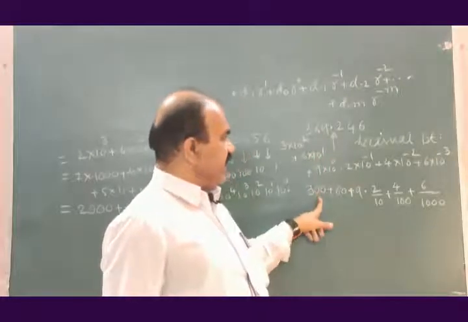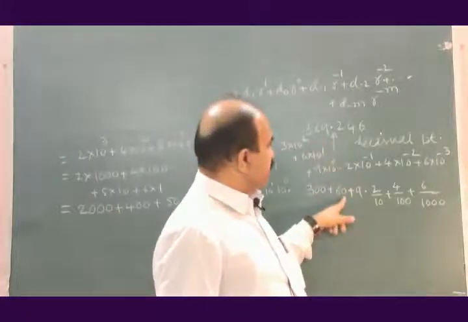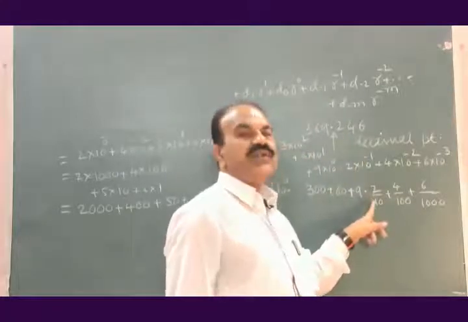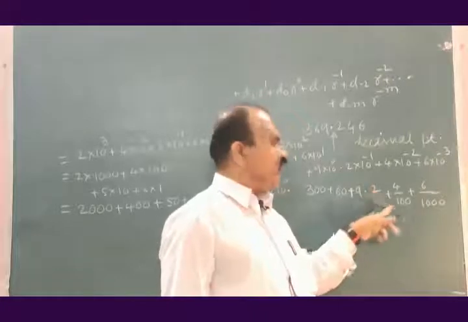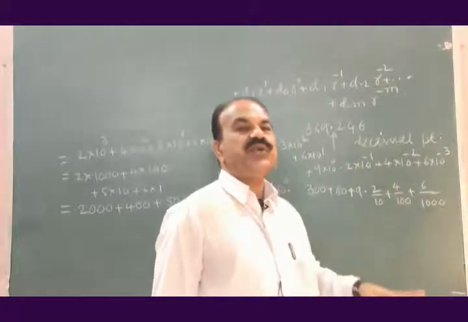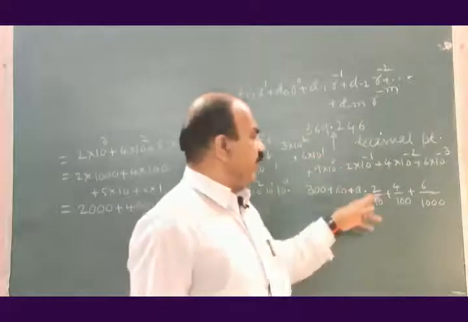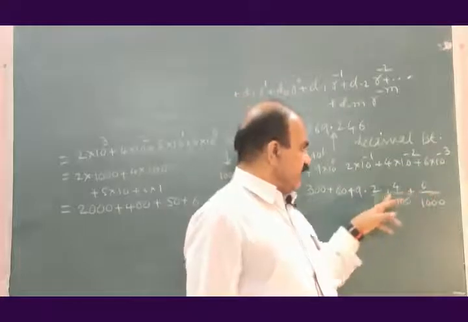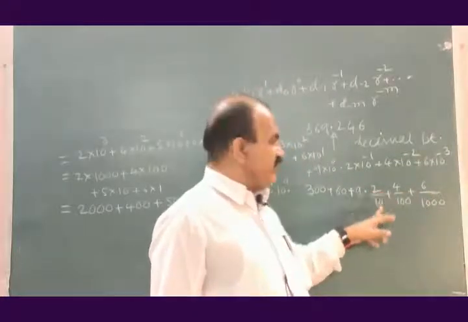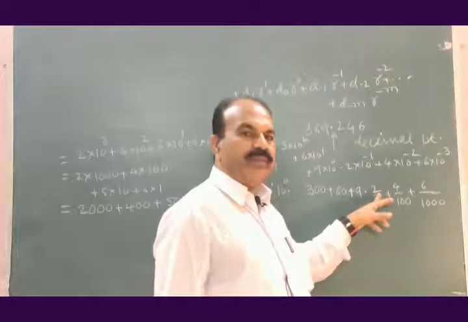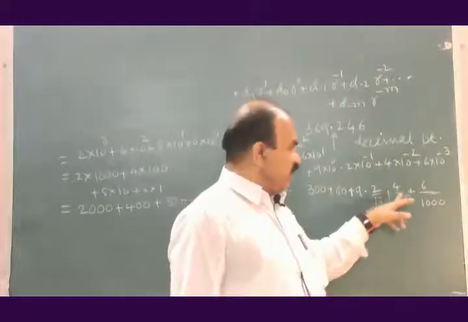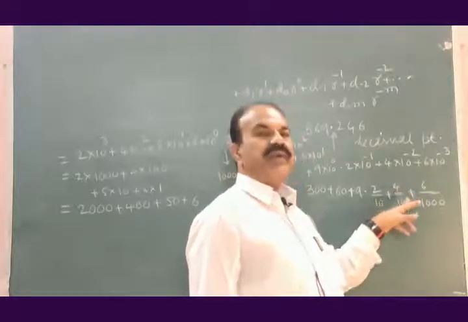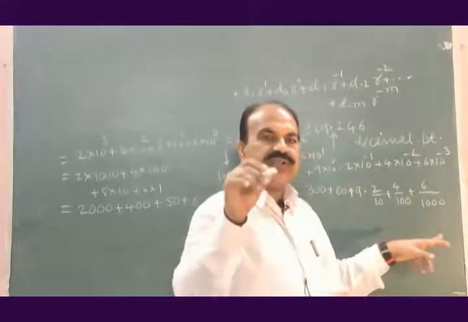So this 3 is 300, this 6 is 60, this 9 is only 9. This 2 is 0.2, this 4 is 0.04. I mean, the position value of this 2 is 1 by 10, so the value of this 2 will be 0.2. The position value of this 4 is 1 by 100, and so the value of this 4 will be 0.04.